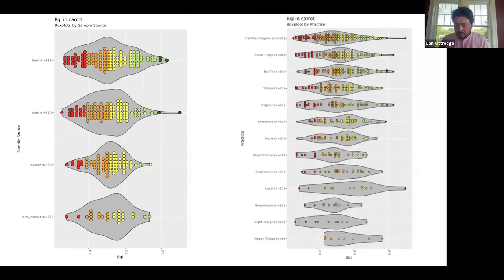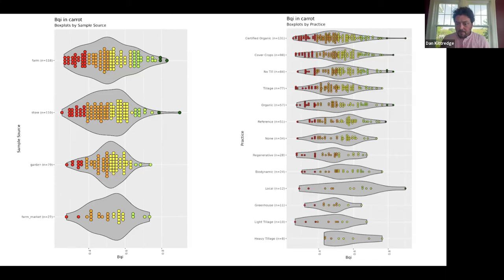Regenerative is the next one. That one has 28 samples. A bunch in the red, a number in the orange, some yellows, a couple light greens. Definitely no dark greens. That's regenerative right there, at least people who self-identified. This is not certified regenerative. This is just people claiming regenerative.